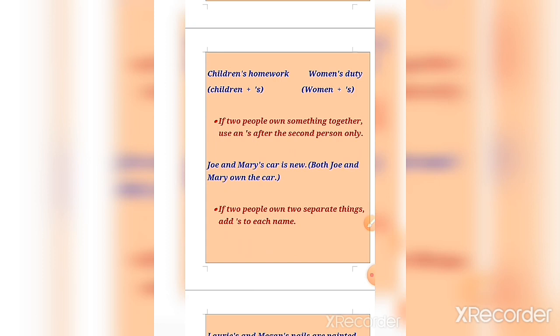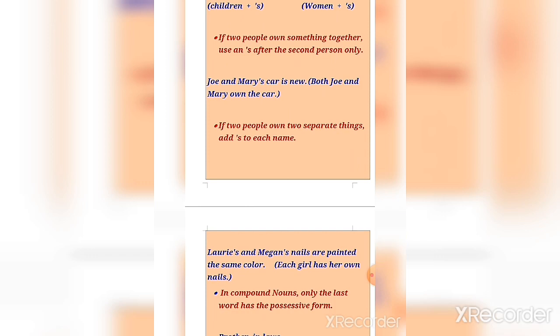If two people own something together, we use 's after the second person only. Just remember, here we use 's with the second person. Clear? See the example: Joe and Mary's car is new. Both Joe and Mary own the car. So this car belongs to Joe and Mary both, so we have to use the apostrophe with the second person, that is Mary. Clear? Now see the next point.